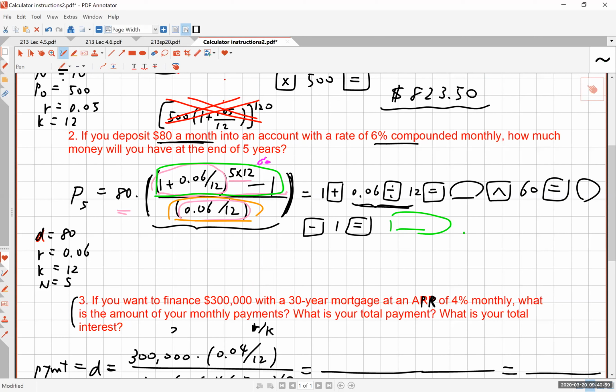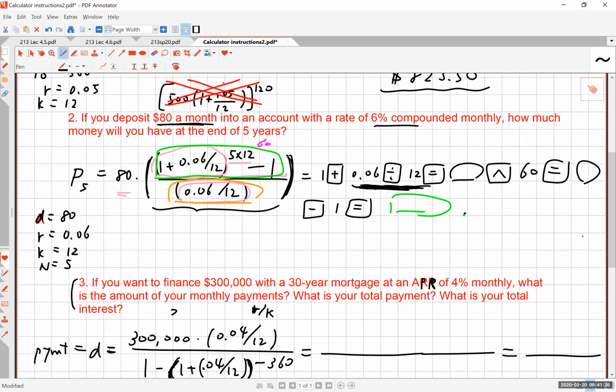All right, just make sure you understand this. 1 plus 0.06 divided by 12. This part is what the calculator will calculate first. Add 1 to it, and that's inside of the parentheses. You raise it to the power of 60, and then subtract 1 from it, and that's your numerator. You can pause at this point. Okay, so I think I will show you this.